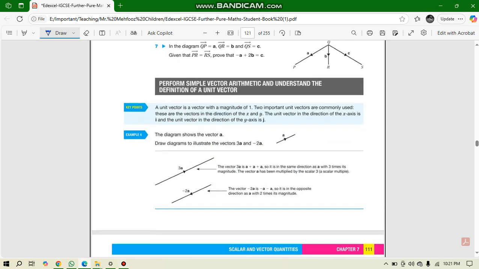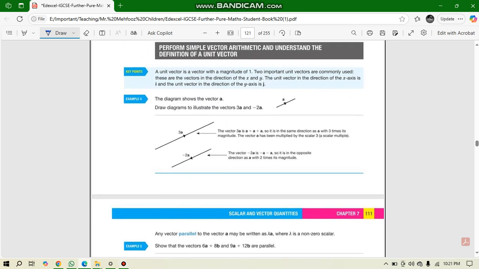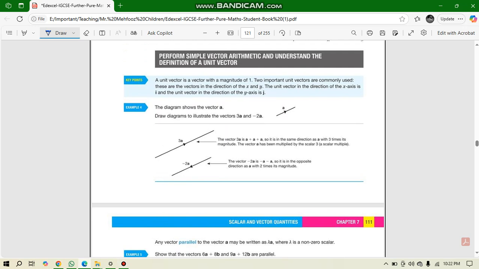After that, the next topic is perform simple vector arithmetic and understand the definition of a unit vector. So what is a unit vector? A unit vector is a vector with a magnitude of 1.